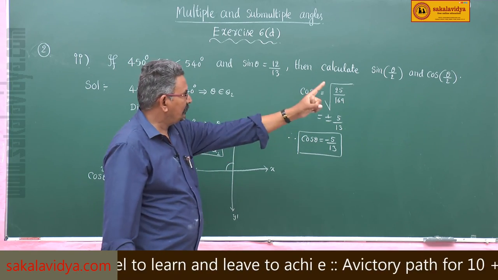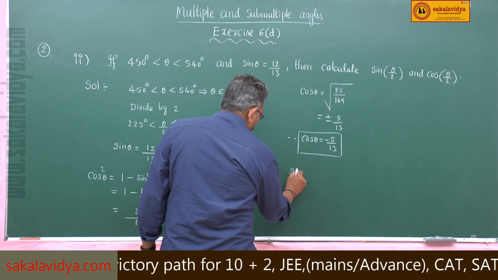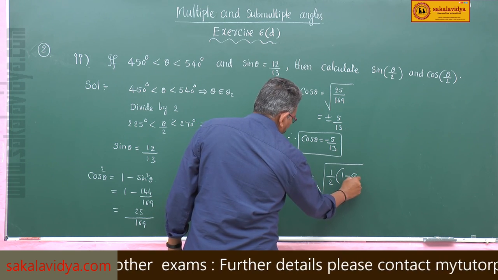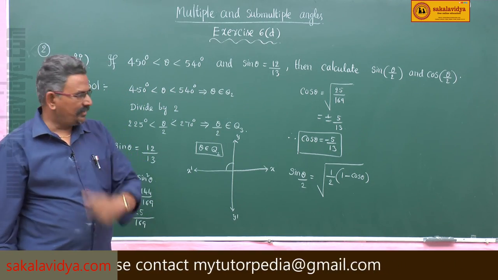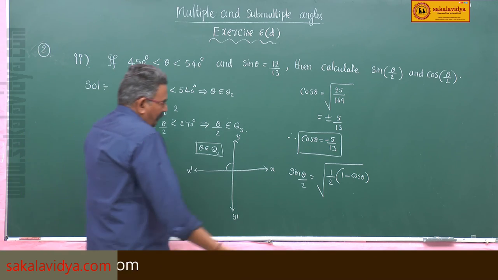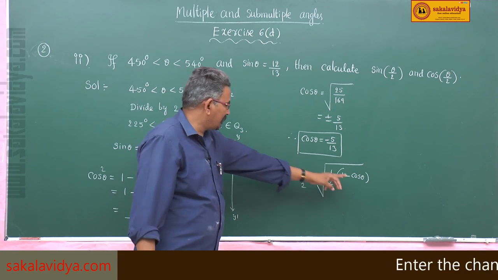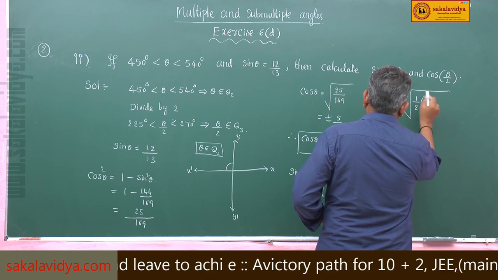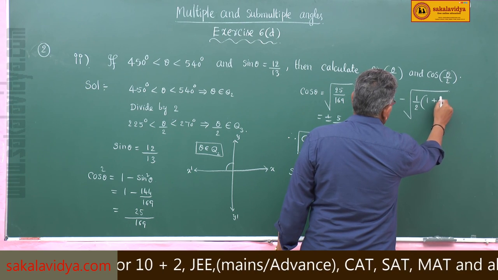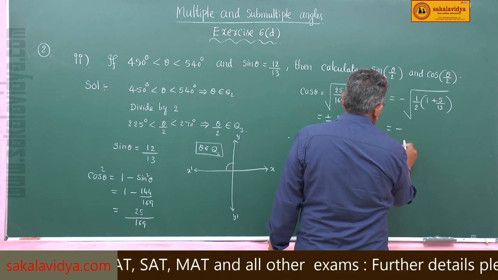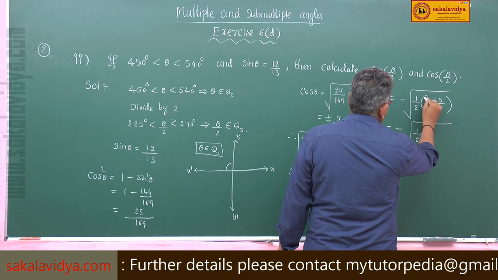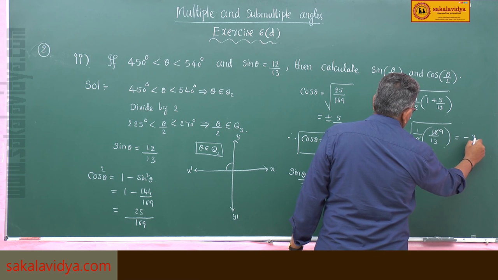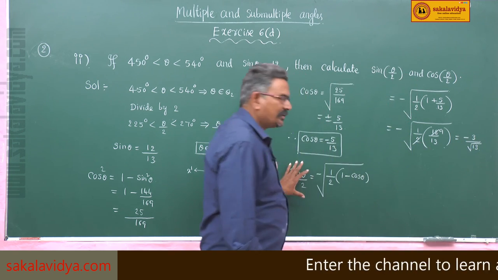Let us come to sin theta by 2 and cos theta by 2. So sin theta by 2 is equal to, we have the formula, root of half into 1 minus cos theta. What is the sign we have to consider? Theta by 2 lies in the third quadrant, so it must be minus. Substituting the cos theta value here, we have minus root of half into 1 minus of minus 5 by 13, that is 1 plus 5 by 13. So minus root of half into 18 by 13. Half of 18 is 9, and square root of 9 is 3, so minus 3 by root 13. This will be sin theta by 2.